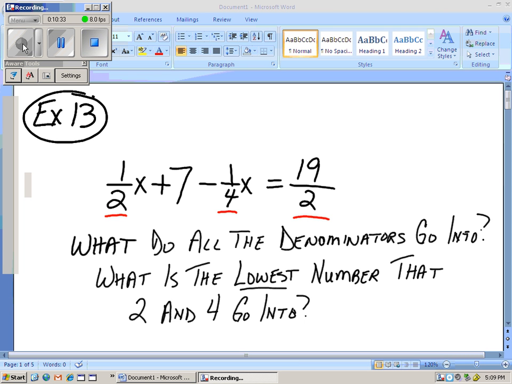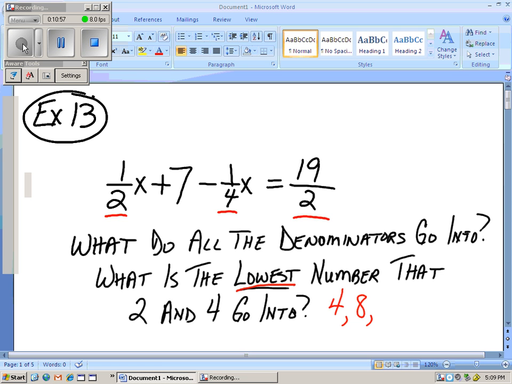All right, so the trick is to ask yourself, what do all the denominators go into? Because that's the secret. Find out what all the denominators go into, and that's what we're going to multiply everything by. So another way of saying your question is, what is the lowest number that both 2 and 4 go into? Because 2 and 4 are my denominators. So think about the numbers that 2 and 4 go into. They will both go into 4, they'll both go into 8, they'll both go into 12, they'll both go into 16, dot, dot, dot. They'll both go into a lot of numbers, but to make less work for ourselves, we want to pick the lowest number that they both go into, which is 4.